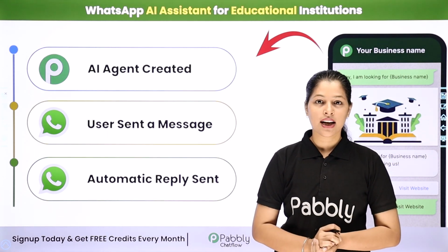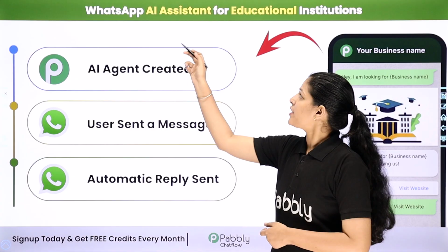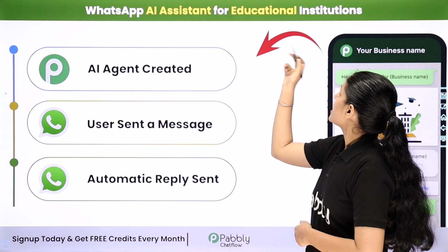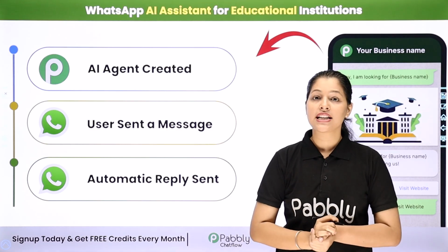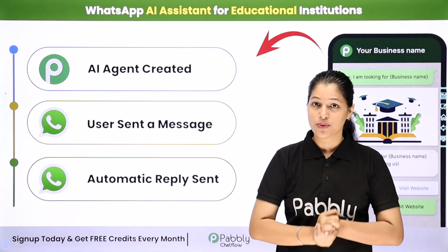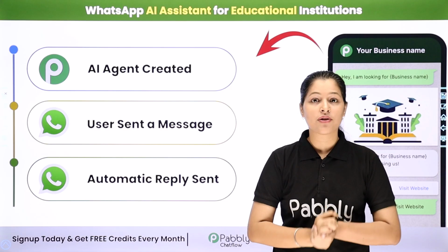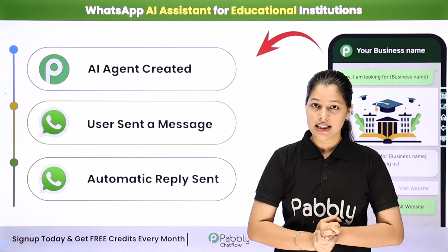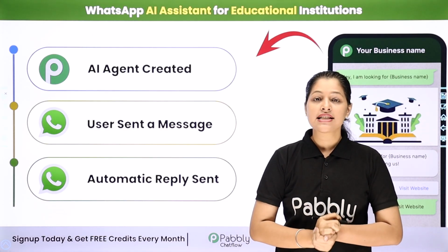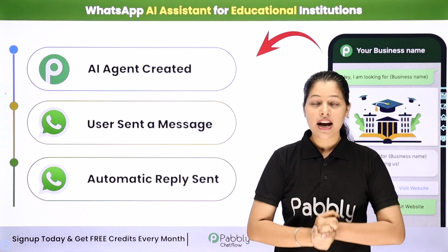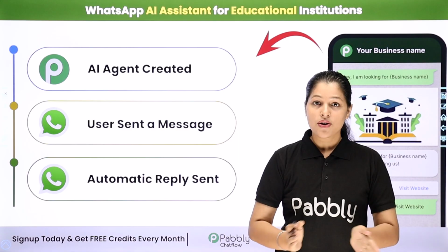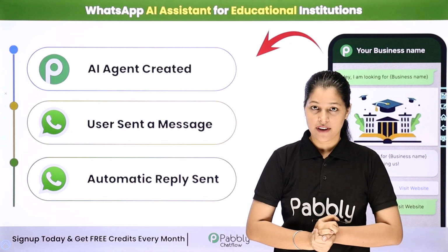So in this video we are going to learn how to create a WhatsApp AI assistant for educational institutions. I run an educational institution and want to create an AI assistant which can respond to my student queries, providing them information about the course and the enrollment details. And I'm going to create this AI assistant by using an amazing automation tool, that is Pabbly Chatflow, and my AI assistant will respond on the basis of the knowledge base I have provided to it.